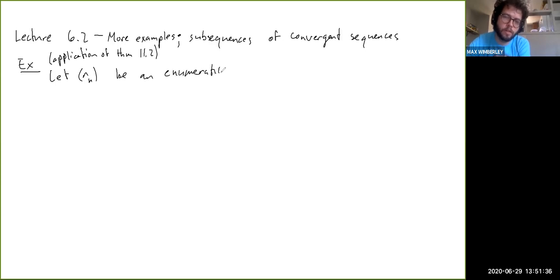enumeration of, well, let's say of Q. Let Rn be an enumeration of Q. So what does that mean? Okay. This is a sort of strange, counterintuitive concept, which actually will be kind of useful for us just because it furnishes these interesting sequences with strange behaviors.